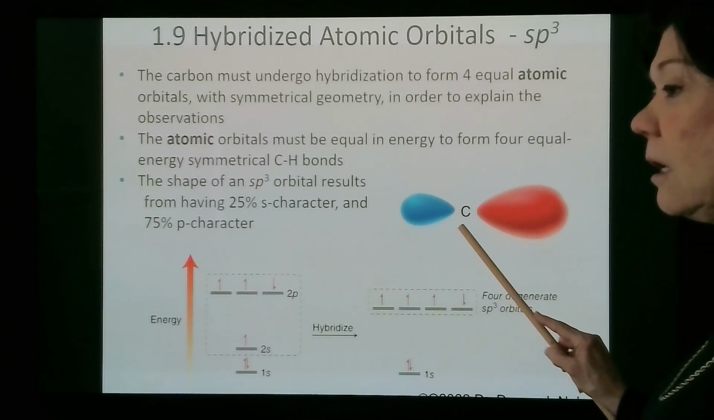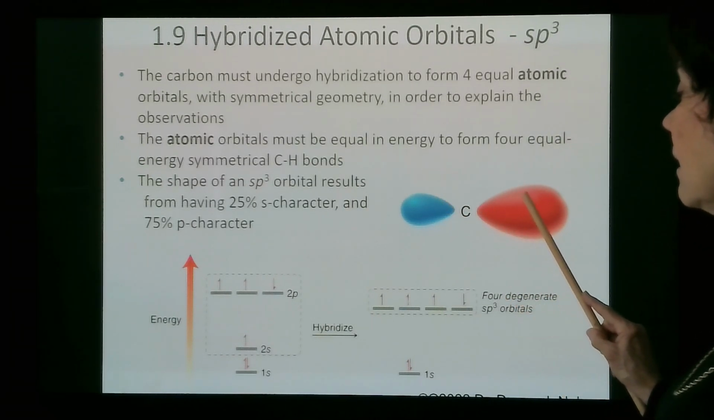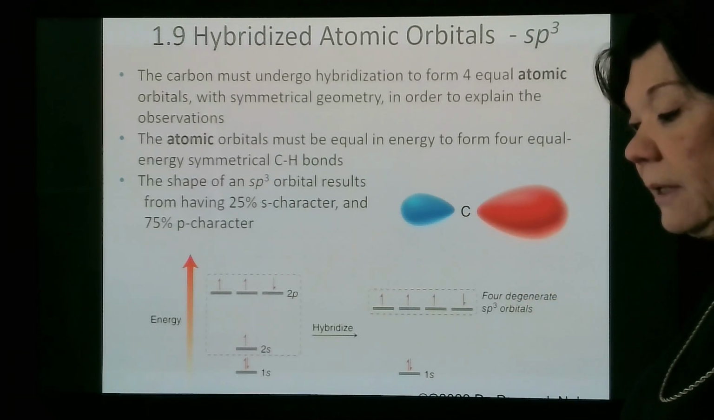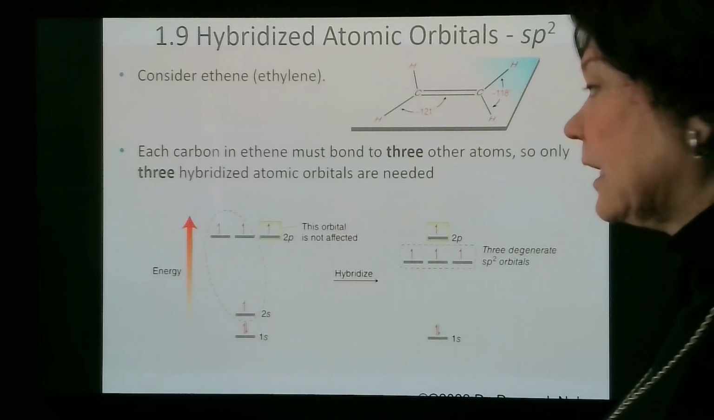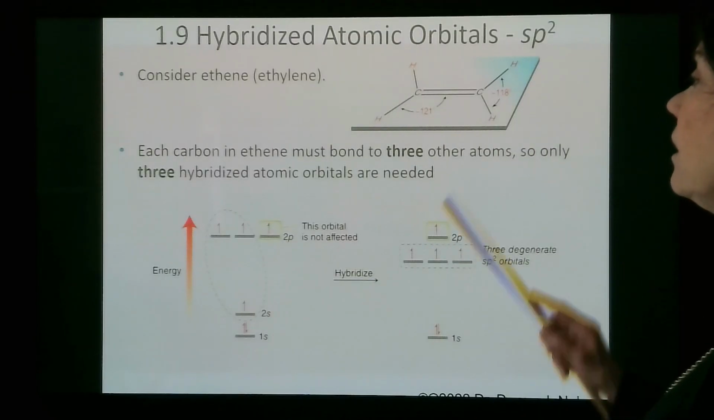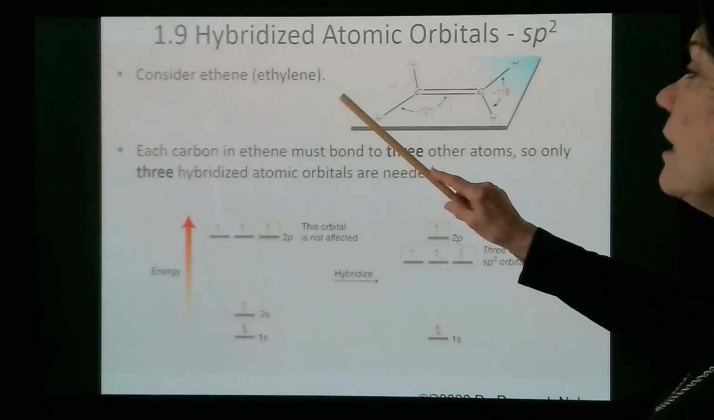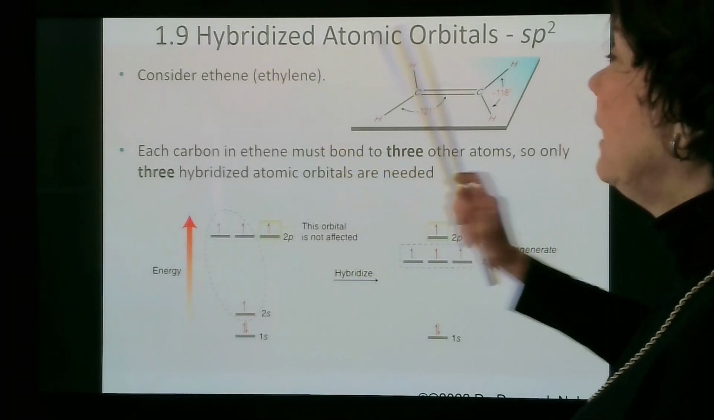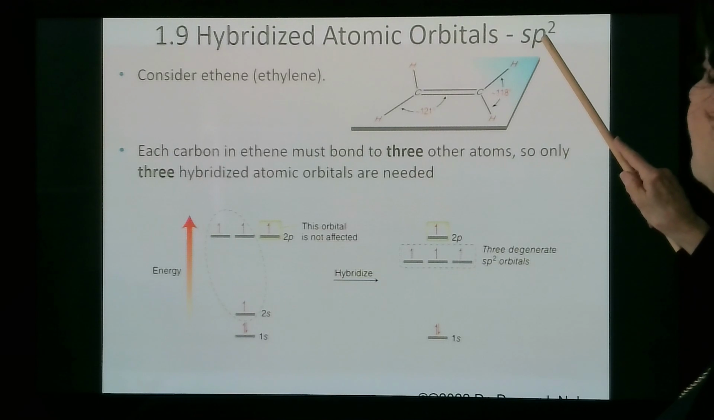And their shape is a little bit different also. We'll go into that quite a bit later. So the next one is the hybridization that's necessary for ethene, or sometimes called ethylene, and that hybridization is sp2.